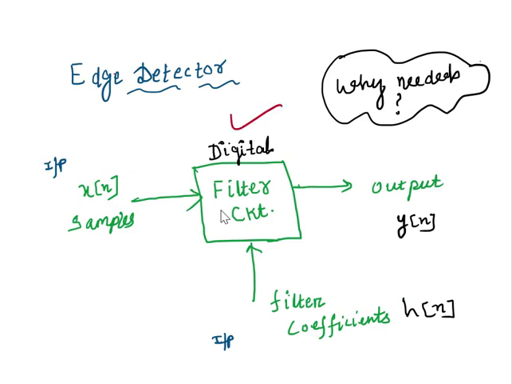This is a digital filter. It can be FIR or it can be IIR. Input to a digital filter is one, input samples, and the second one is filter coefficients, and this is the digital output of this digital filter circuit. Okay.